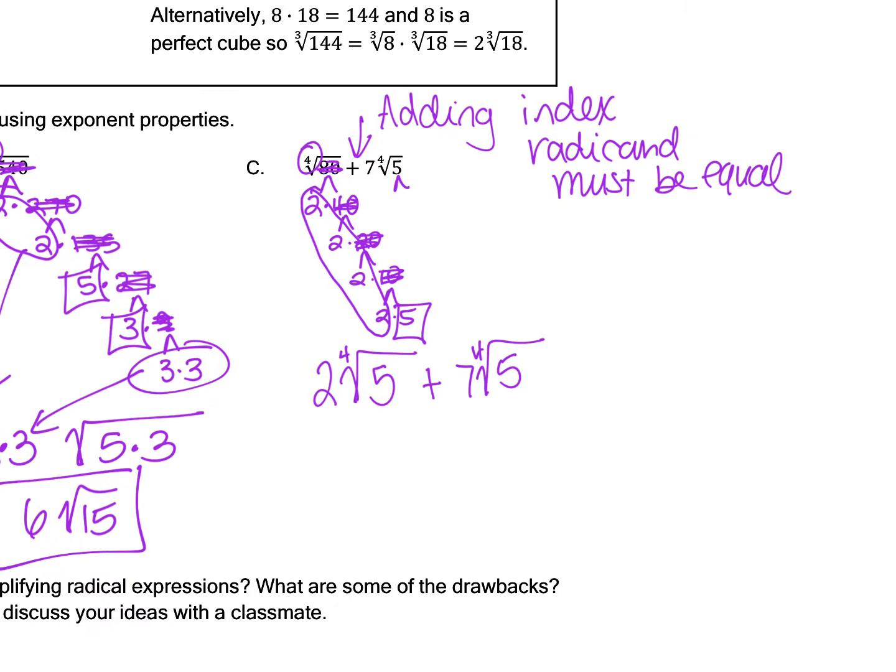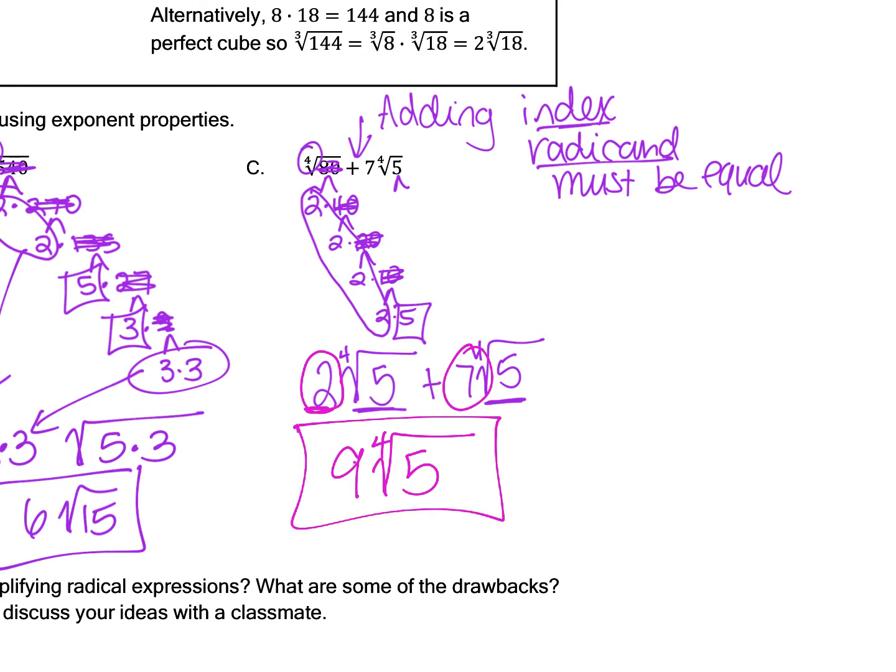So again, in order to add, your index and your radicand, which is the term under the radical, have to be the same. It's like a variable. They have to match. So these match. All I have to do is add the coefficients. So 2 plus 7 would be 9. And then I leave my index the same and also my radicand. So 9, 4th root of 5. So if they don't look the same at the beginning, you have to simplify to see if they end up being the same term. Okay, so index and radicand must be the same to add or subtract.